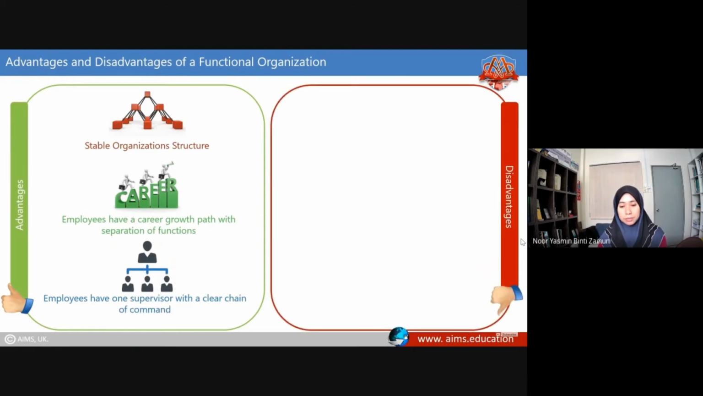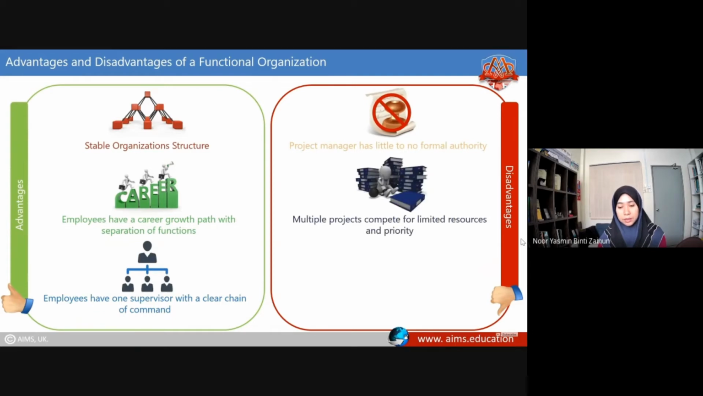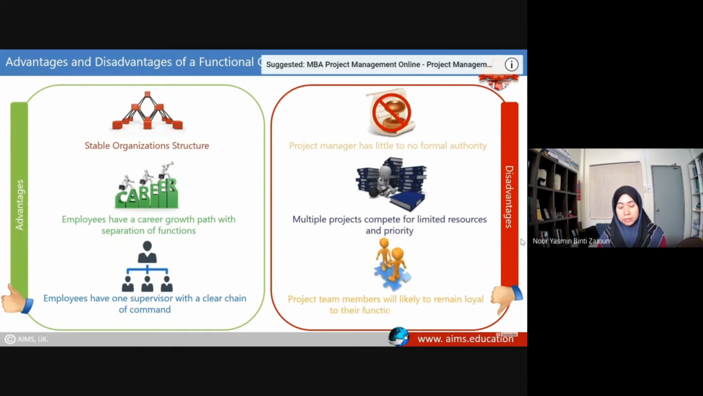Disadvantages of functional organization are as follows. Project manager has little to no formal authority. Multiple projects compete for limited resources and priority, and project team members will likely remain loyal to their functional manager.